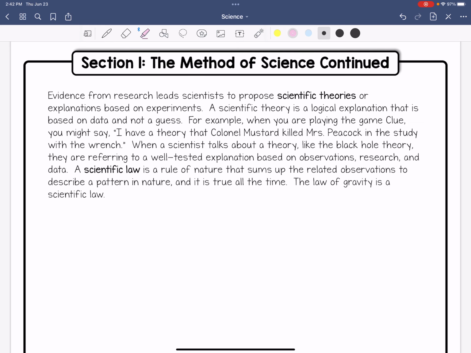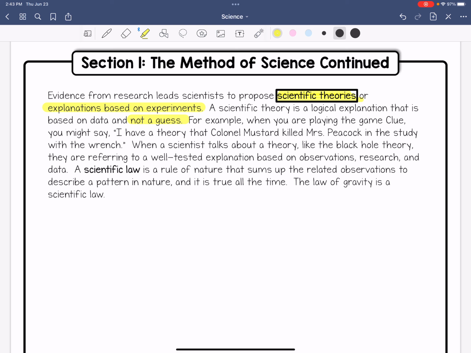evidence from research leads scientists to propose scientific theories. There's another vocab word, so I'll highlight that one in yellow. I'm using yellow for definitions. And let's see if we can find the definition of a scientific theory. That word "or" is really nice because that's telling me the definition will follow. Scientific theories are explanations based on experiments. A scientific theory is a logical explanation that is based on data. It is not a guess.